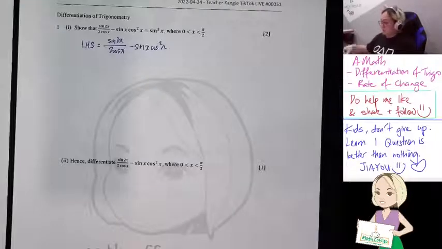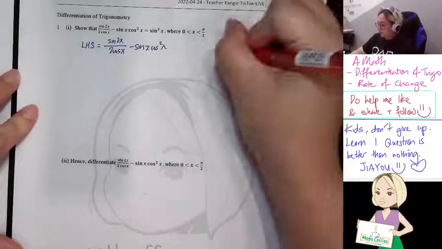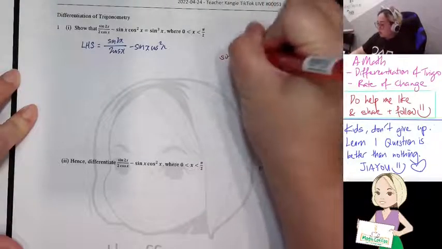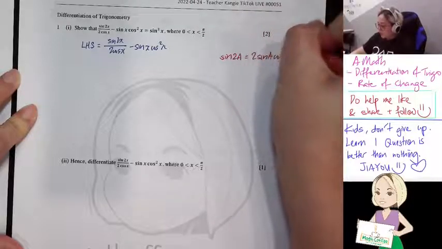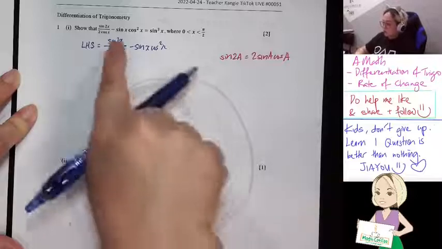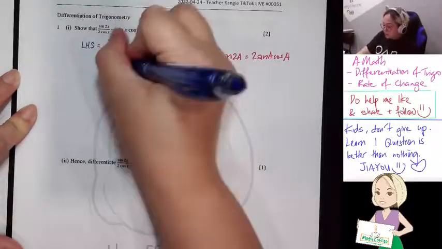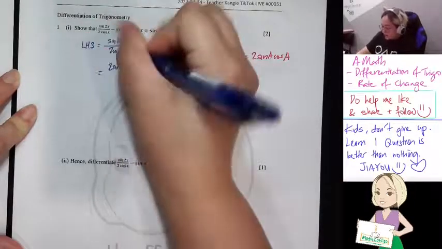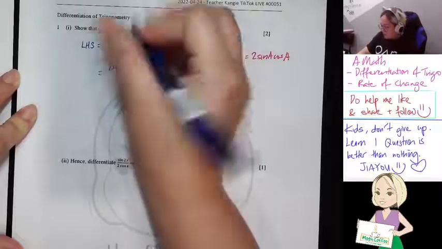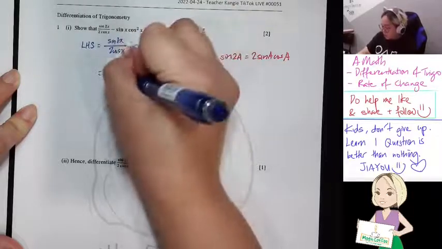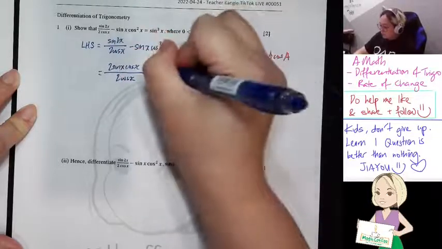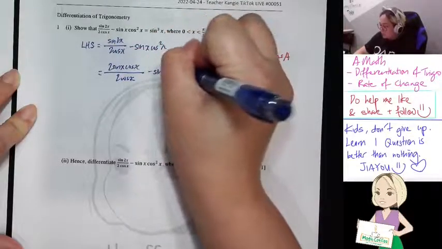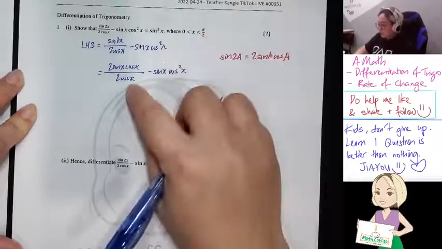I'm going to write at the side here, so it's easier to see. The formula list states sine 2a equals 2 sine a cosine a. So it means that I'm going to change the sine 2x to become 2 sine x cosine x over 2 cosine x. So what I change is only the numerator. This one I don't change first.